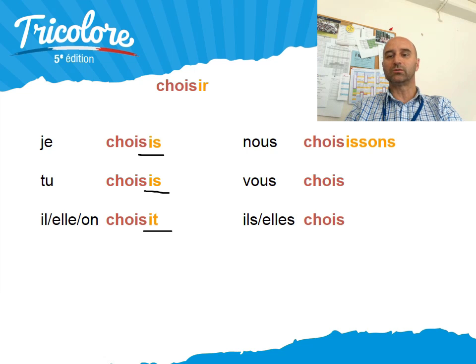Nous choisissons. Okay, so here we don't just add the ONS, we add a little bit more. We've got to tweak a little bit with the verb. But this is regular because this is what happens for all those IR ending verbs. Vous choisissez, and ils, elles choisissent.